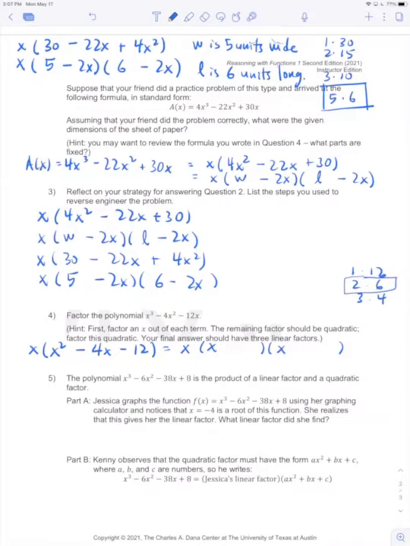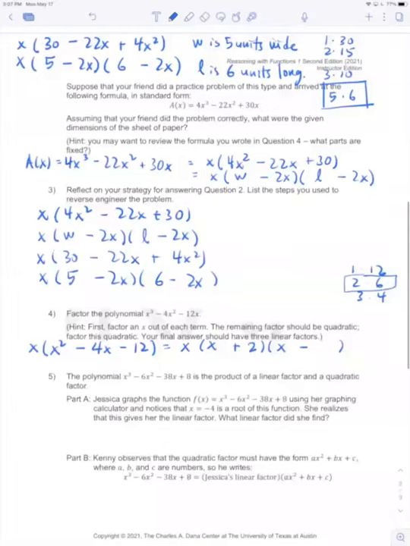So why don't we take x, let's see, we need a plus and we need a minus. So it's going to be an x plus a 2 minus a 6. So x plus 2, x minus 6. And there are our 3 linear factors.